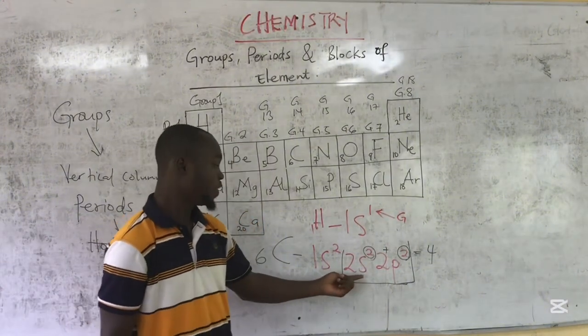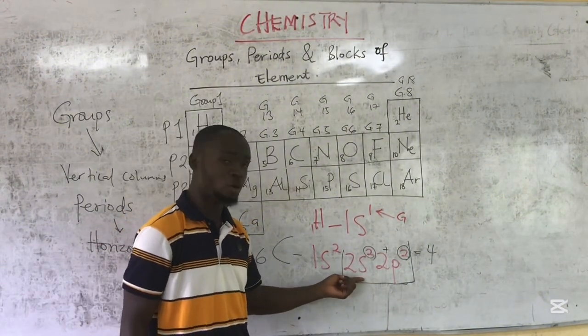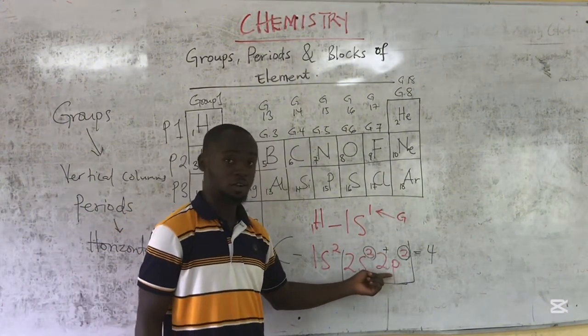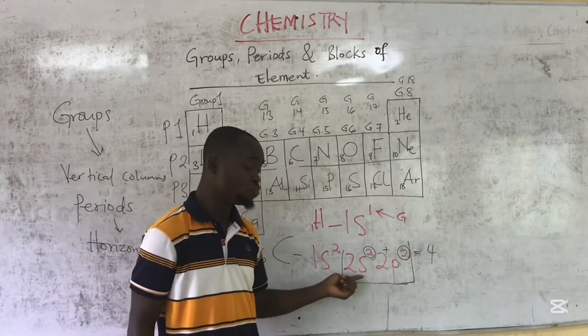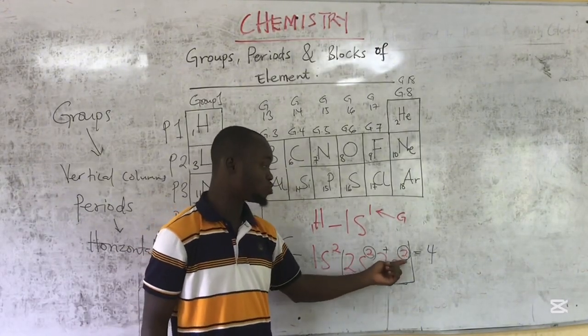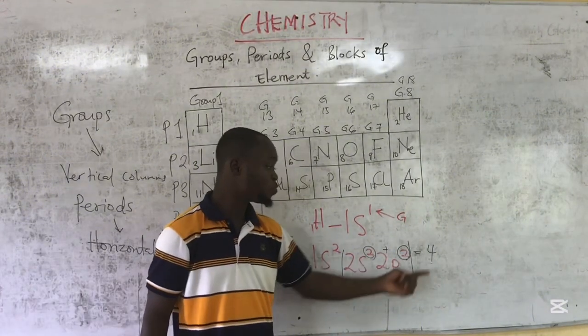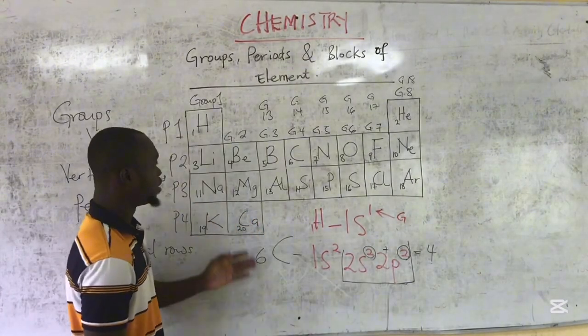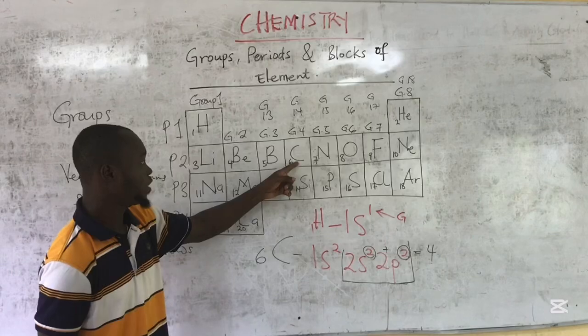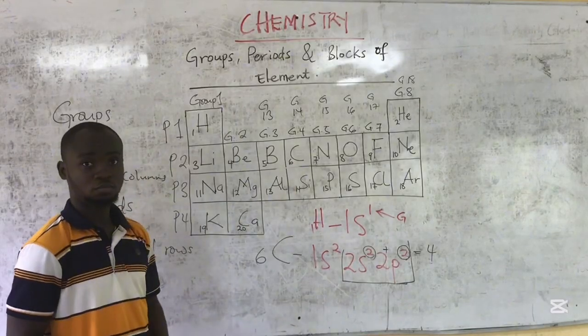So for carbon, it has 2 electrons in the 2s orbital and 2 in the 2p orbital. That is the last energy level, the 2. So just add the total number of electrons, and it will tell you the group of that element. So that is 4. So we say that carbon is in group 4. And indeed, carbon is in group 4.